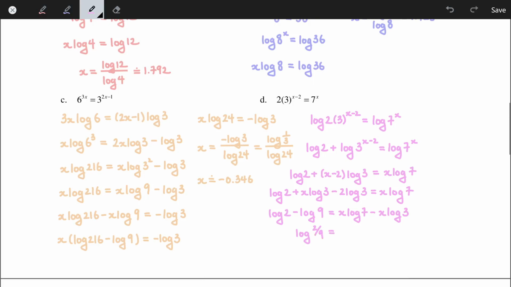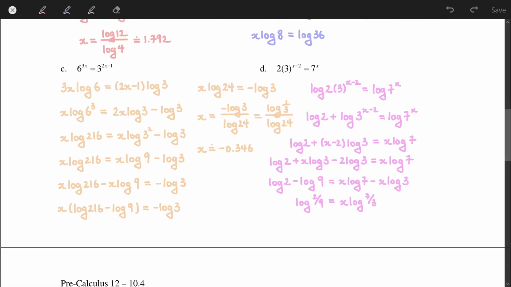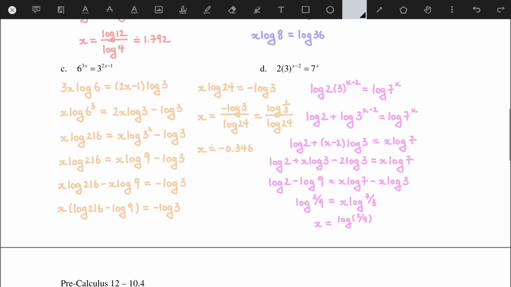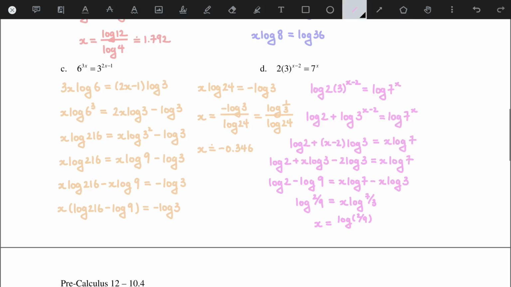And on the right-hand side, we can factor out x and then also divide the arguments. So that will be x log 7 over 3. And so finally, if we were to isolate x by itself, we would have x is equal to the quotient log 2 over 9 divided by log 7 over 3.